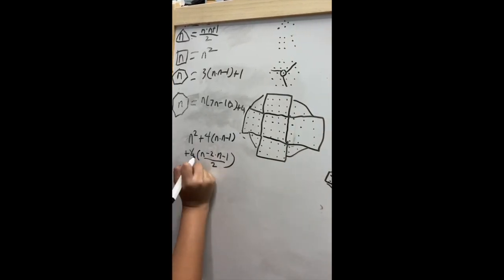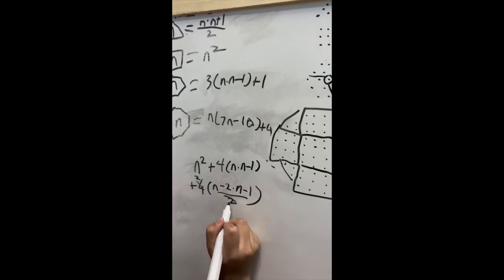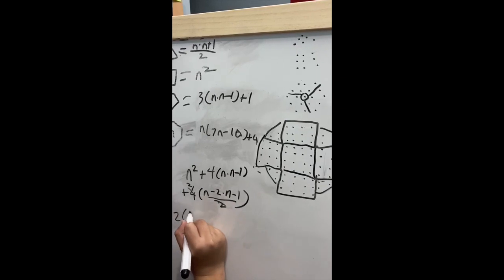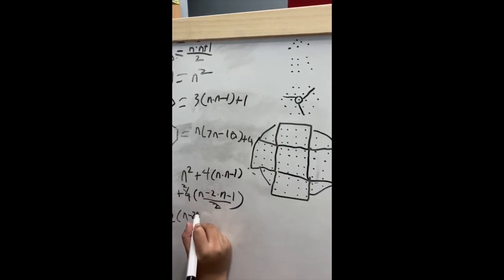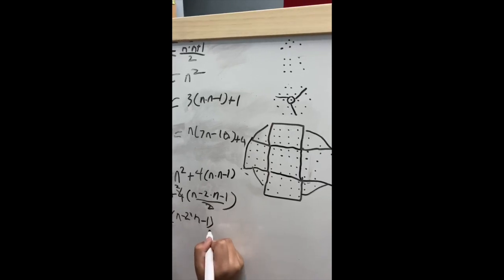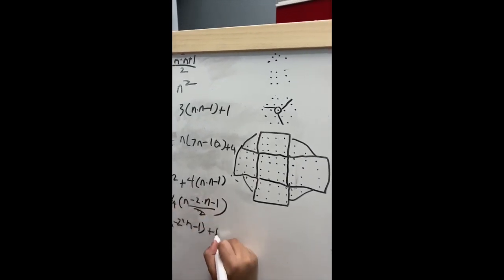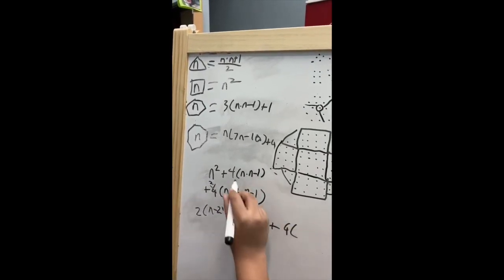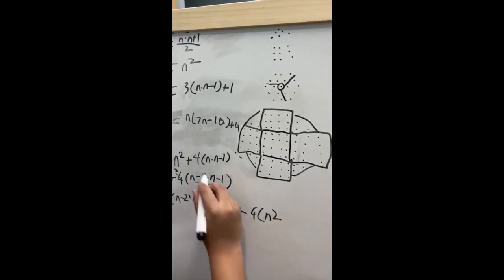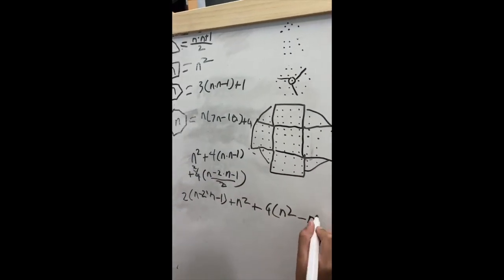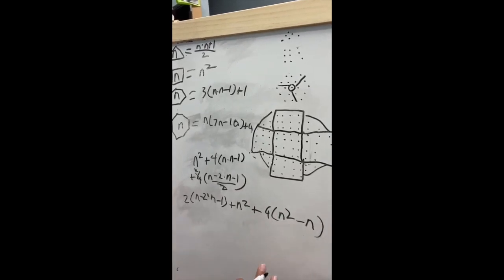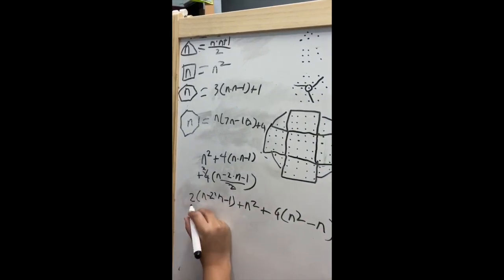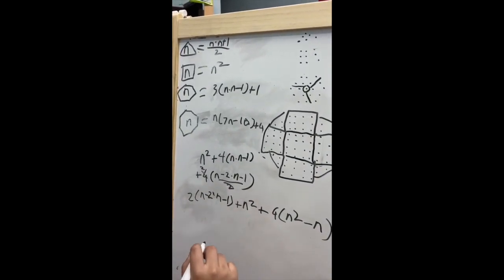So 4 becomes a 2, and this 2 cancels. So then we have 2 times n minus 2 times n minus 1 over here. Then we can add n squared. Then we have plus 4 times n is n squared, and then n times minus 1 is minus n. There we go. That's our second formula. Still looks nothing like this, but we're getting there. We're getting there.